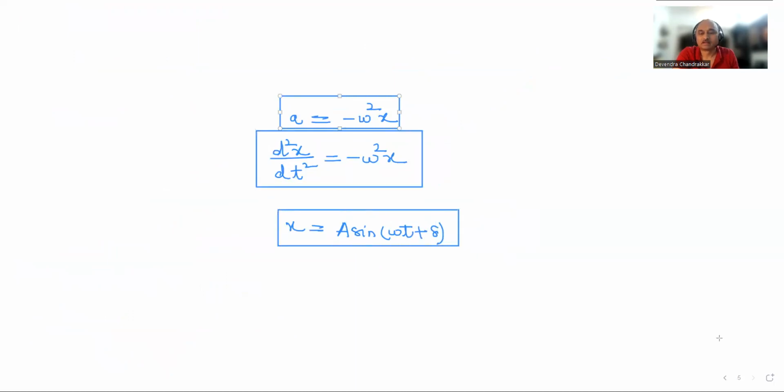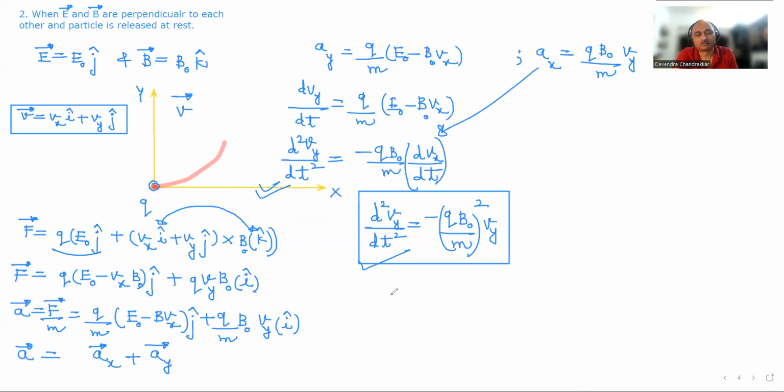This was it, right? So here also, in place of x, we have Vy. So Vy will be written as a sine of omega t plus delta. Now what is omega here? Omega is q b naught by m. I hope all of you understood this. Yes or no?